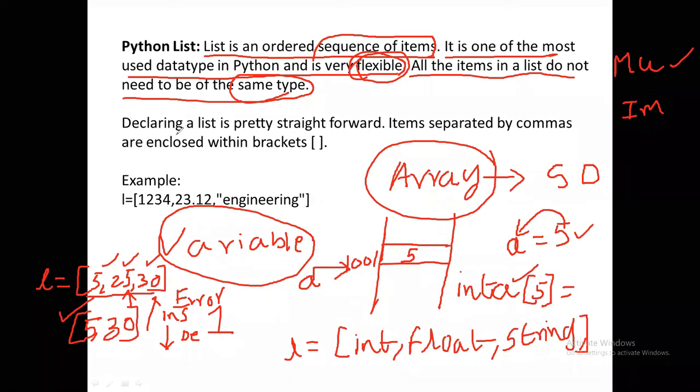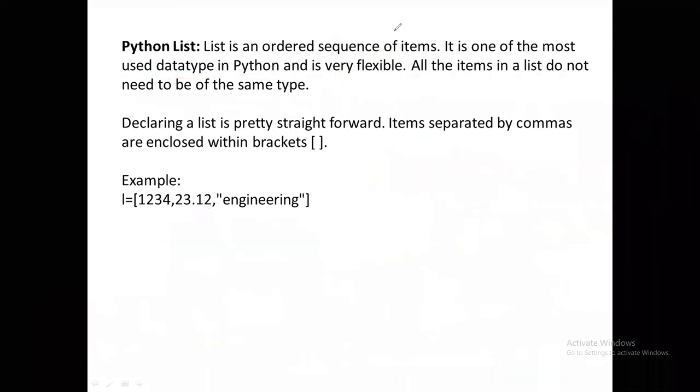So what is a list? A list is a sequence of items, and these items may be different data items. Maybe it's a number, maybe a string, maybe a float number. And strings are immutable. Declaring a variable is pretty straightforward, and similarly we can declare a list also.